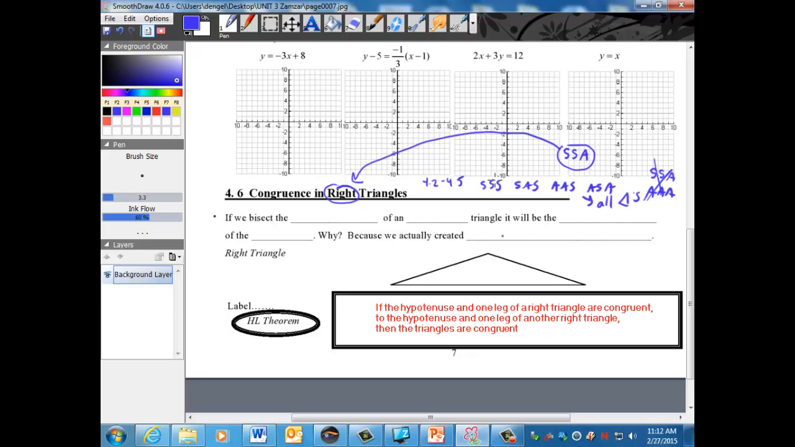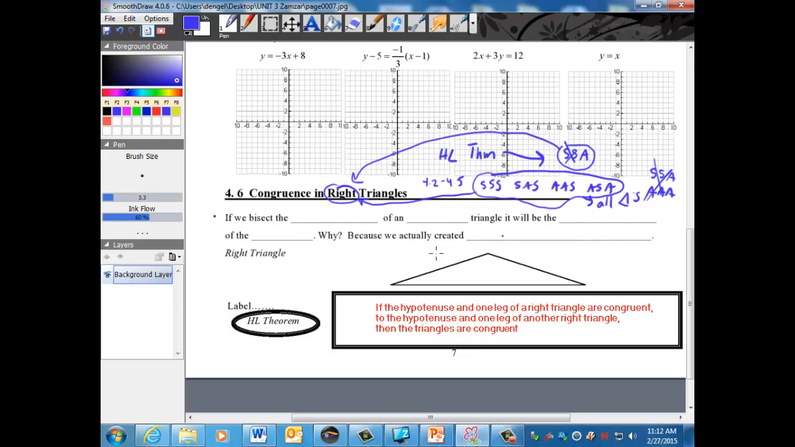Now, keep in mind too that all of these four, side, side, side; side, angle, side; angle, angle, side; and angle, side, angle, will also work in right triangles. So we're going to keep everything the same that we've already learned. We're just going to add one new one, and it's actually not called side, side, angle, because this spells a bad word, okay? It actually will be called the HL theorem, but you'll see that in a sense it's pretty similar to side, side, angle.